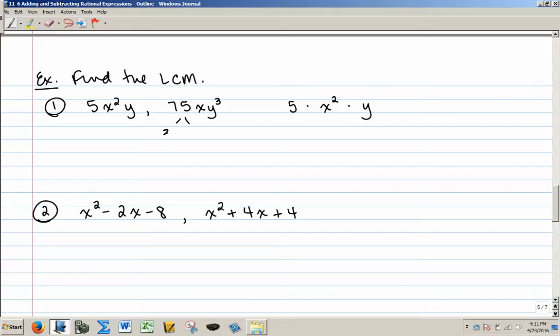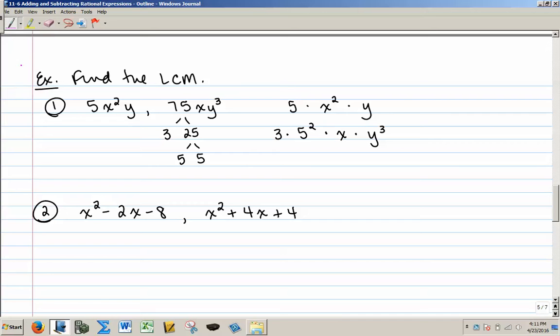75 is a 3 and a 25, and 25 is 5 and 5. So 75xy cubed can be written as 3 times 5 squared times the x times the y cubed. Now to find the LCM, I'm going to take each factor the greatest number of times it appears in either expression. And notice my factors in this case are 3's, 5's, x's, and y's.